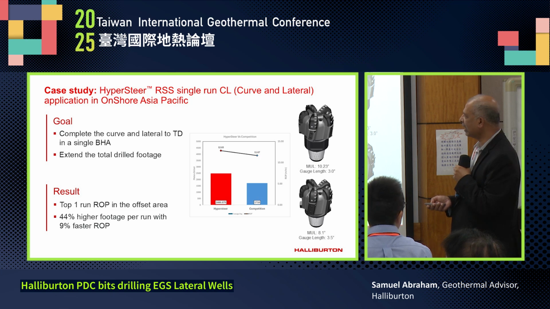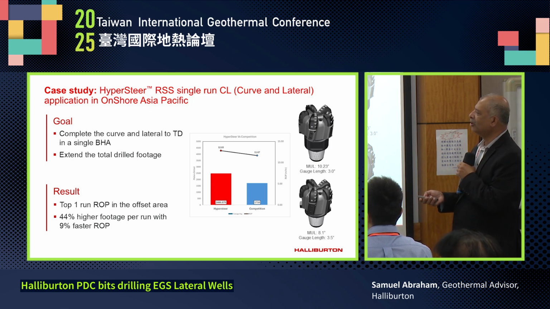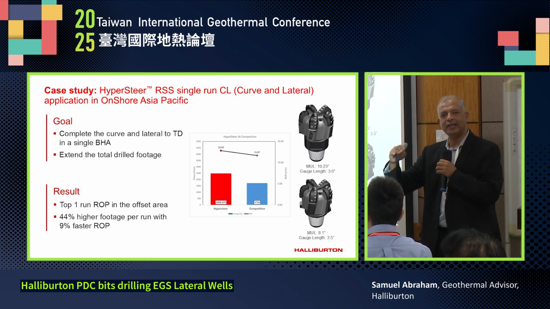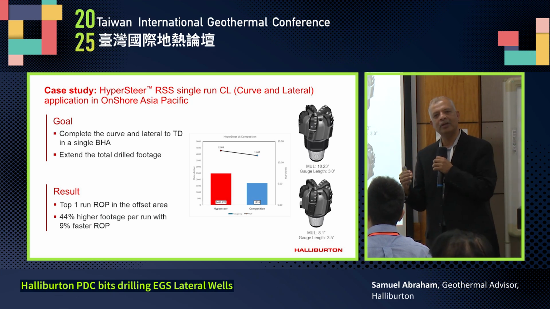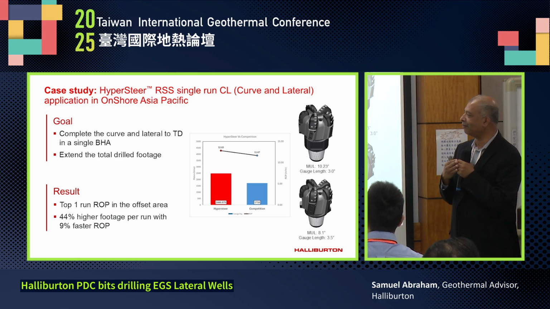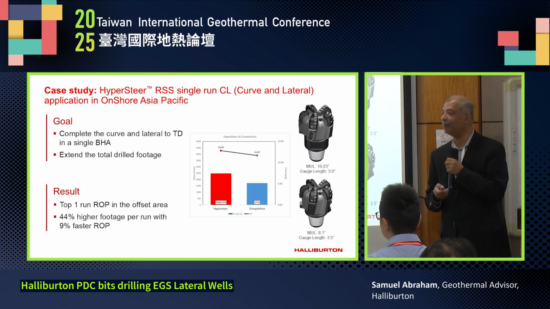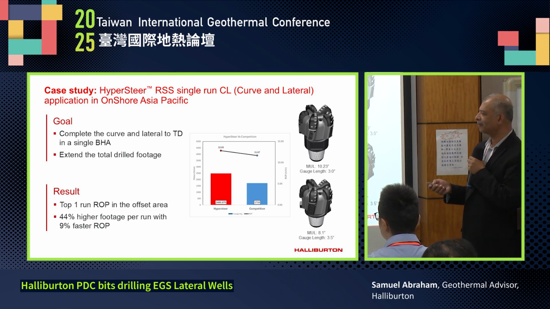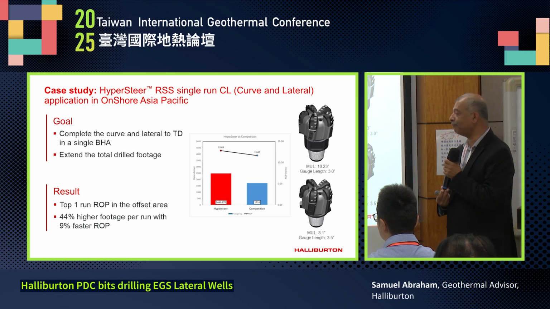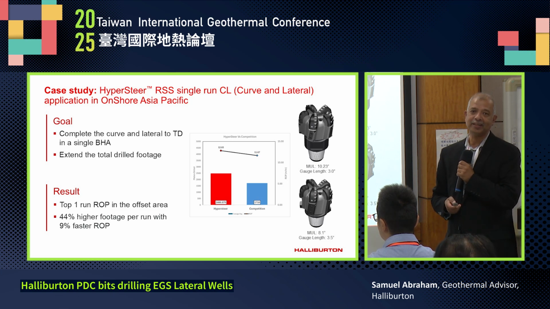In one of the onshore areas in Asia Pacific, again, we have replicated the same. So what did we do here? We anticipated that this bit would drill up to about 1,000 meters. And actually we exceeded the plan that we had, and we could do it better. So what did we achieve? We achieved 44% increase in footage and about 9% faster ROP.